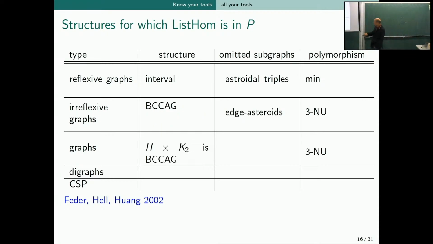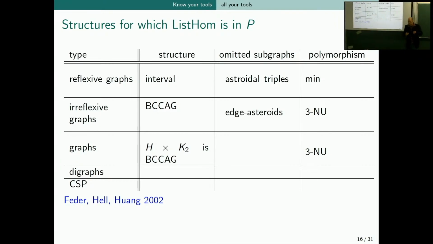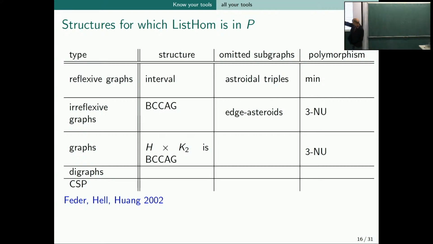Okay, and then a couple years later, they generalized to graphs, and it's an interesting result because they showed that for a general graph, so now vertices can have loops or not loops. We can have some loops, right? The problem is polynomial time solvable if and only if, when taking its product with K2, which makes it bipartite, kills all loops, the irreflexive graph we get is polynomial time solvable. And when they did this, they showed that this was characterized by 3NU polymorphisms. Right? So we know that these are all characterized by WNU polymorphisms.